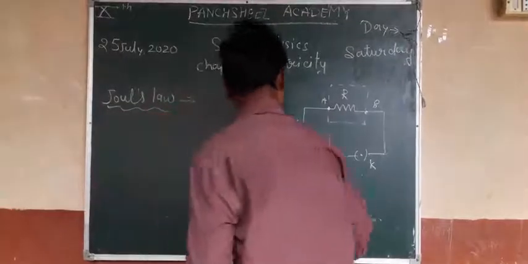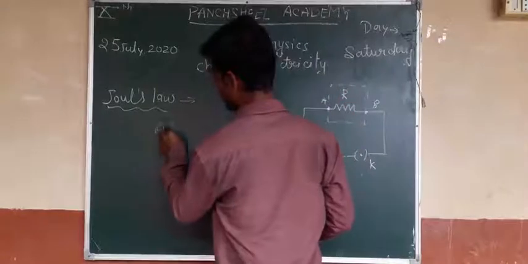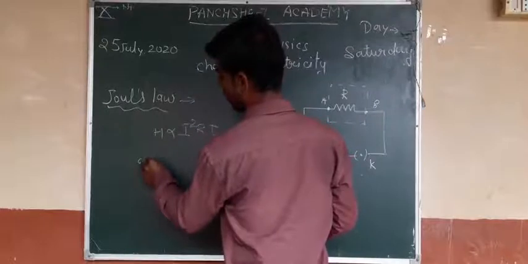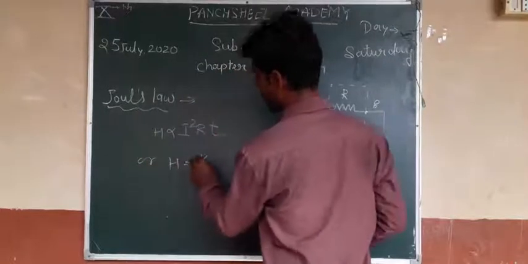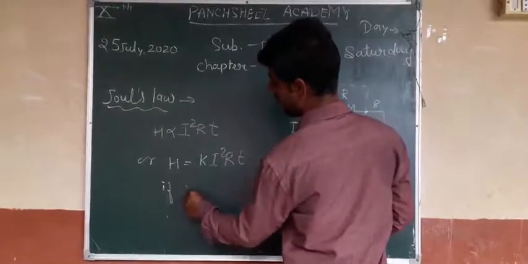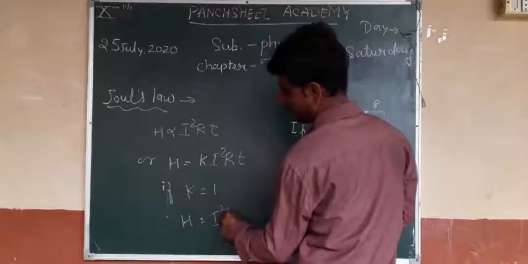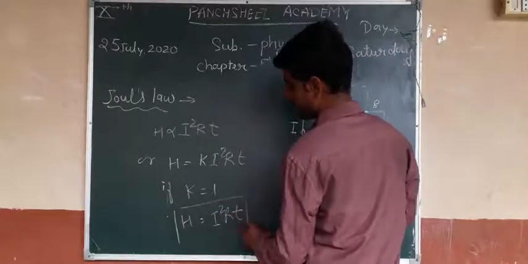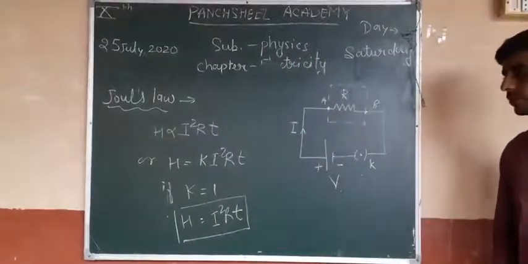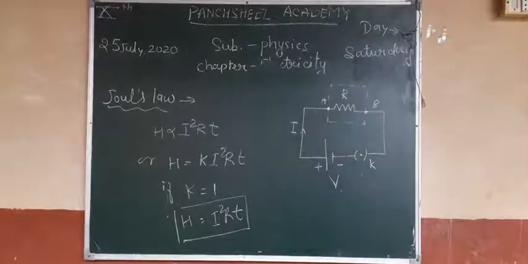What is the formula? H is directly proportional to I square R into T, or H equal to K I square R into T. If K equal to 1, then H equal to I square R into T. This is the statement of Joule's law. H equal to I square R into T.